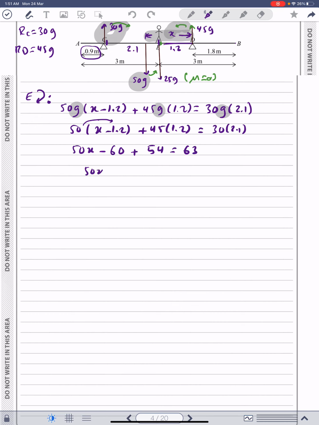So 50x equals 99 minus 30, which is 69. Use the calculator, as I always tell you. 69 divided by 50, which is 1.38 meters. Finishing part A.